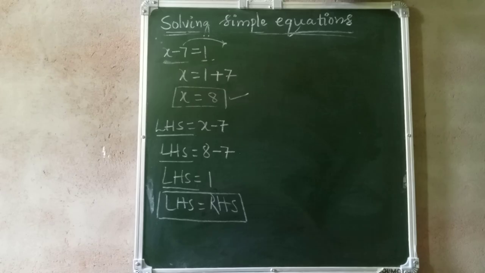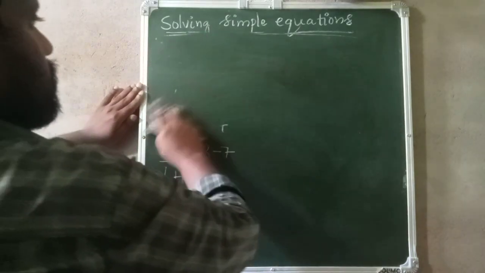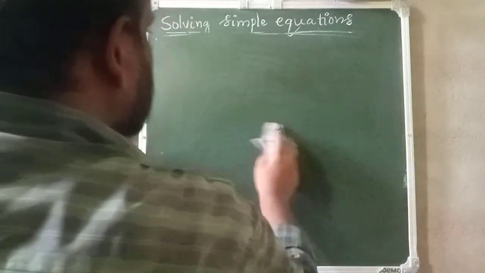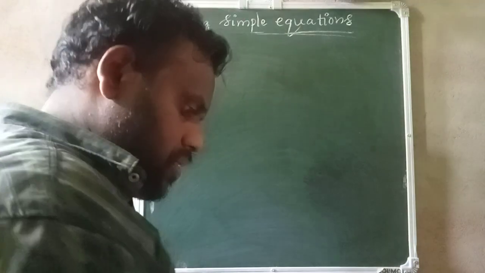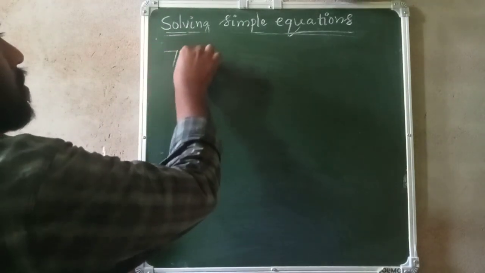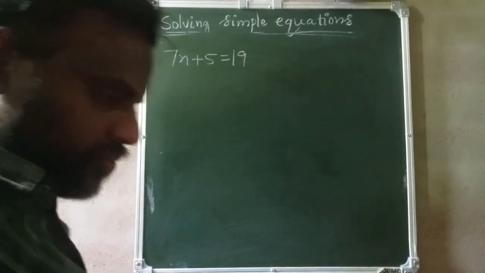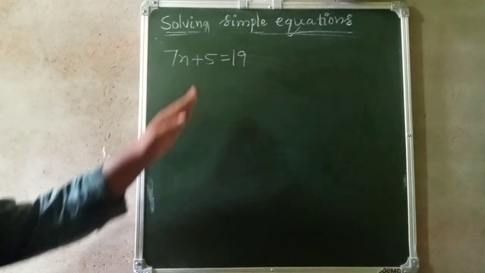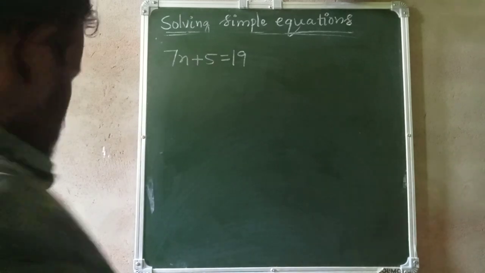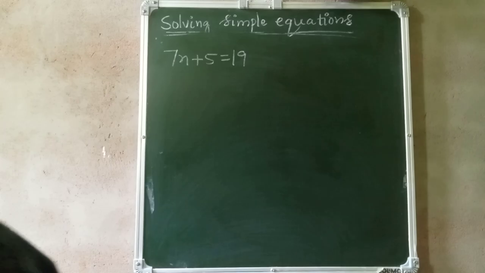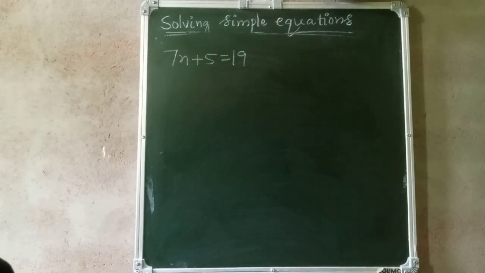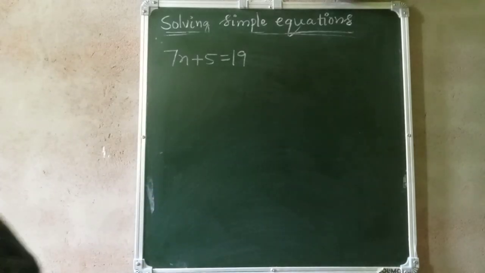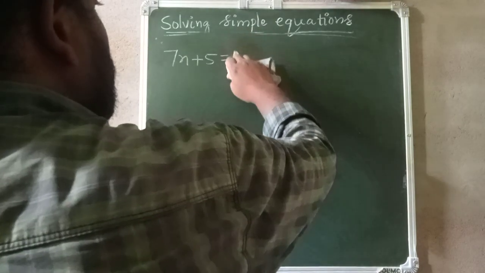Next I will take one more example. 7n plus 5 is equal to 19. No, not 19, it is 26.